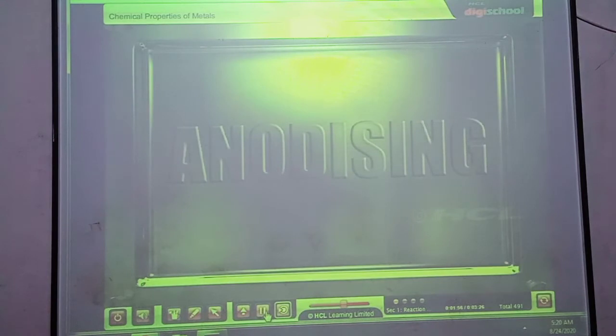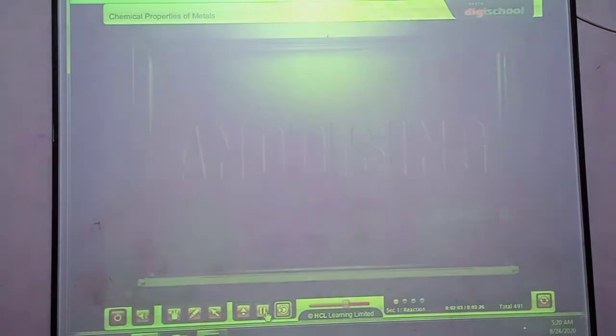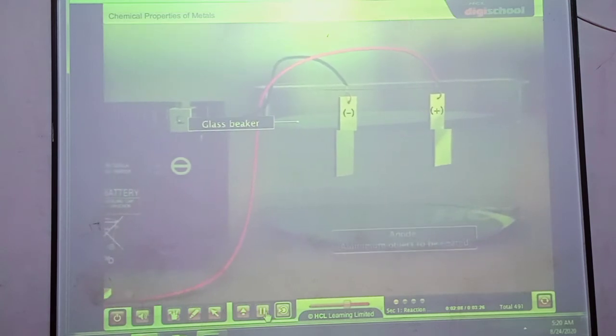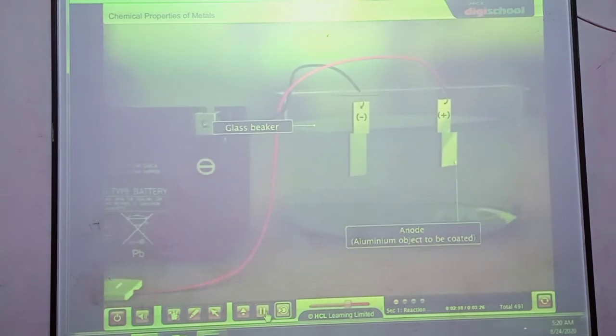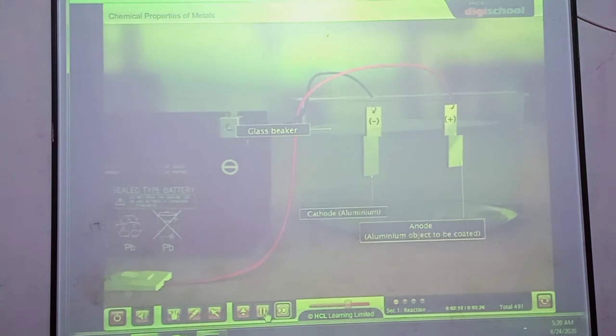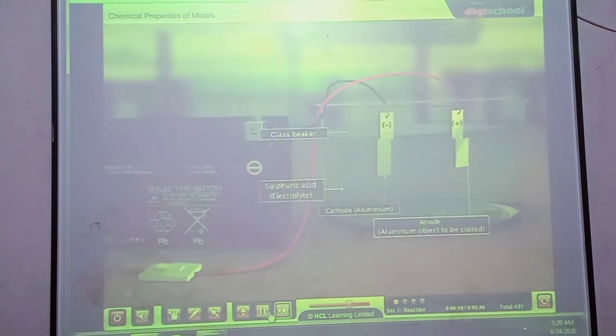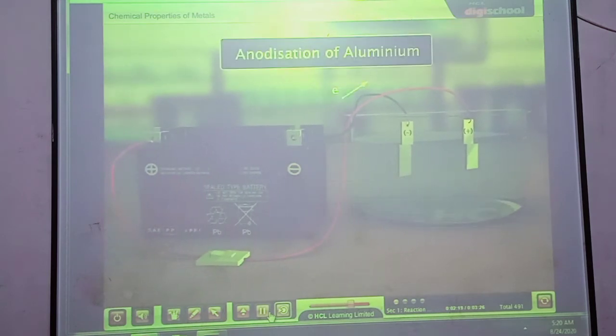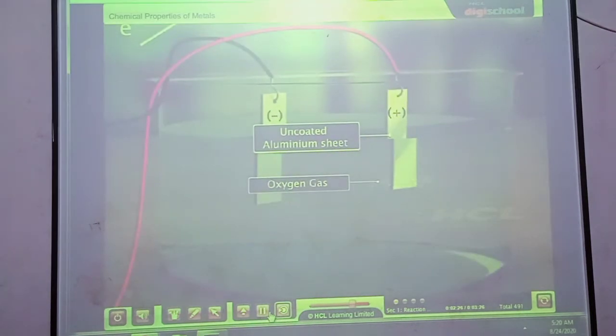Anodizing is a technique of protecting aluminium by forming aluminium oxide electrochemically. The aluminium object to be protected is made the anode, and another aluminium plate is kept as the cathode. Sulfuric acid is the electrolyte. When a current of suitable voltage is passed through the metal, oxygen is evolved at the surface of the anode and forms a white film of aluminium oxide.